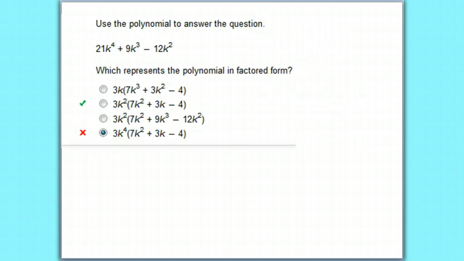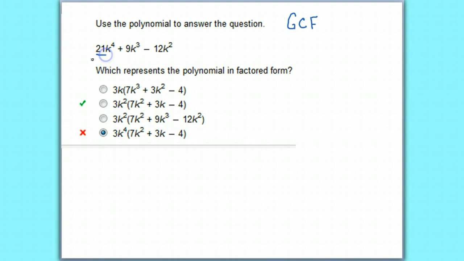Okay, let's take a look at this one. It says, use the polynomial to answer the question, which represents the polynomial in factored form. Okay, the first rule of any factoring problem is to look for a GCF. That means greatest common factor. And a greatest common factor is just a factor that they all have in common.